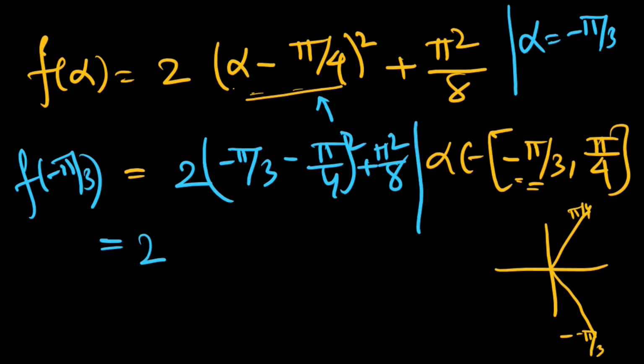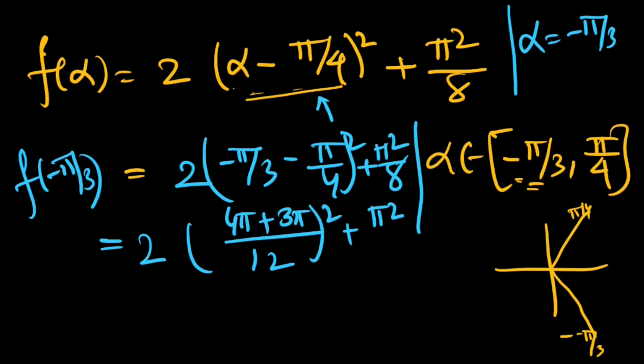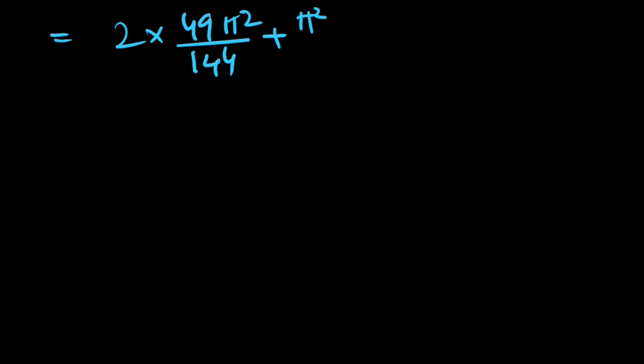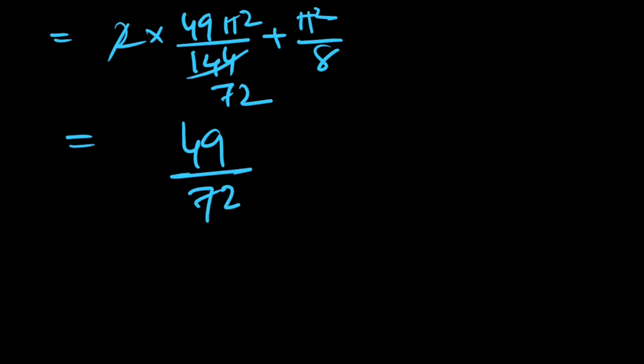So that is minus 4 pi minus 3 pi over 12, the minus is cancelled because this is a square, so that is (7 pi by 12) whole square plus pi square by 8. Now that is 2 times 49 pi square over 144 plus pi square by 8. Now we add, that is 49 over 72 pi square plus pi square by 8.